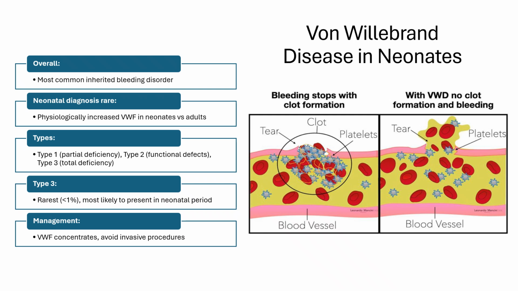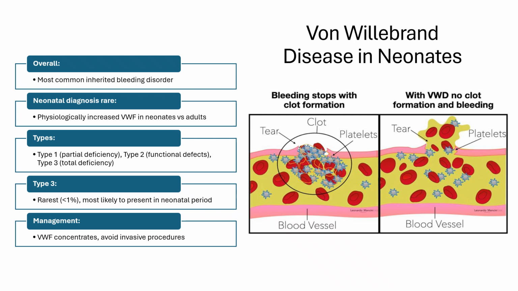Normal hemostasis requires von Willebrand factor to facilitate initial platelet adhesion, followed by platelet aggregation and stable clot formation. In von Willebrand disease, this process fails, leading to prolonged bleeding from mucosal surfaces and after procedures. The effectiveness of von Willebrand factor depends on its multimerization into high molecular weight complexes that provide optimal adhesive properties.